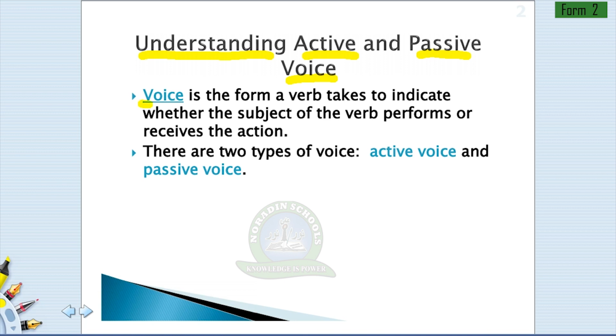Voice. Before I say active or passive, what is voice? Voice is the form of a verb that indicates whether the subject of the verb performs or receives the action. Let me say again, voice is the form of a verb. It is a type of verb form that shows whether the subject performs or receives.